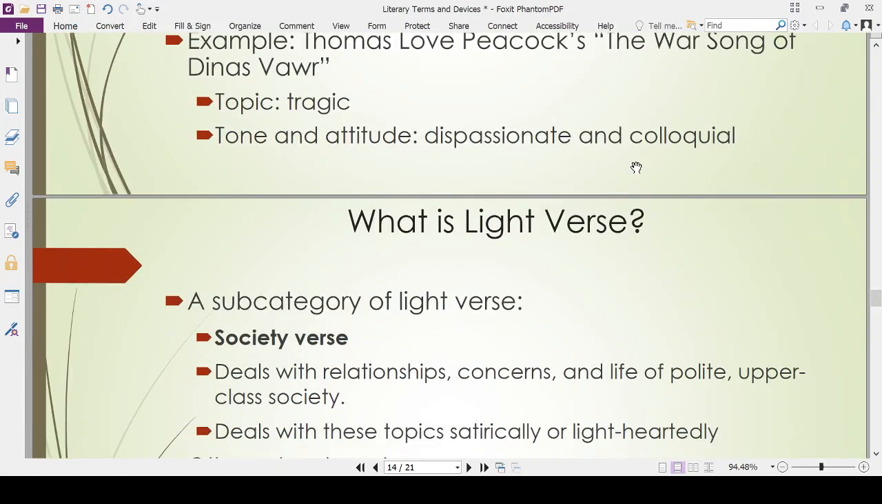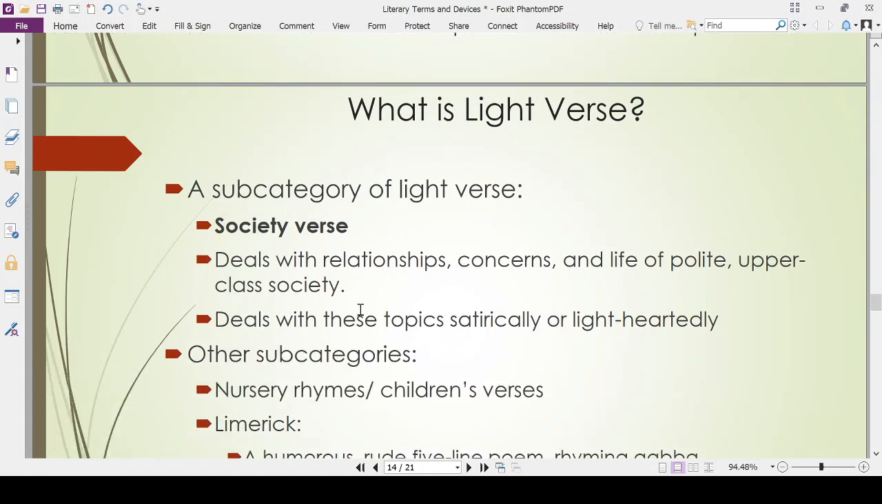There are so many subcategories of light verse which you have to know about. The first one is, again a French word, vers de société, which is society verse, which of course deals with the relationships, the concerns, the deeds, and the life of the polite upper classes. However, this kind of poem deals with those upper class people in a very satirical or light-hearted manner.